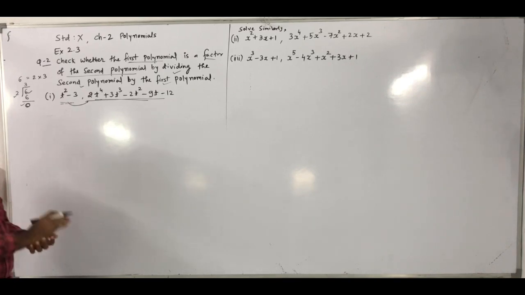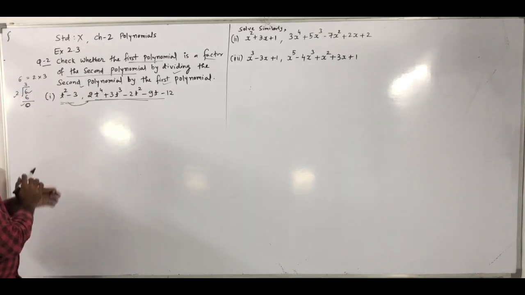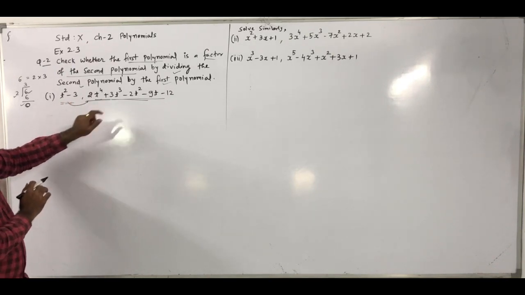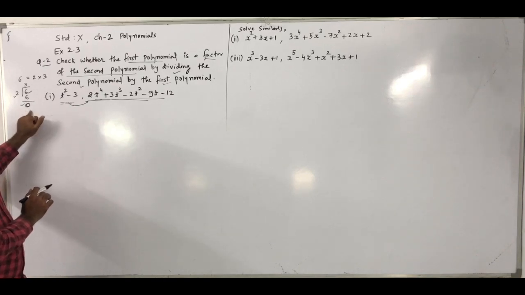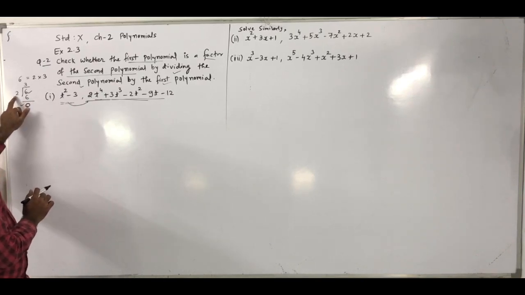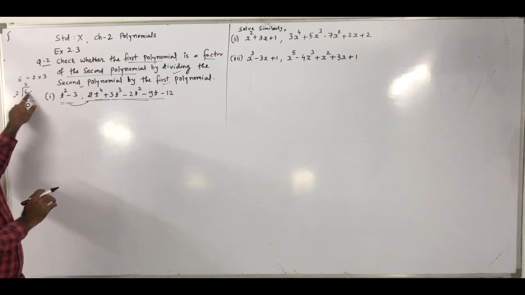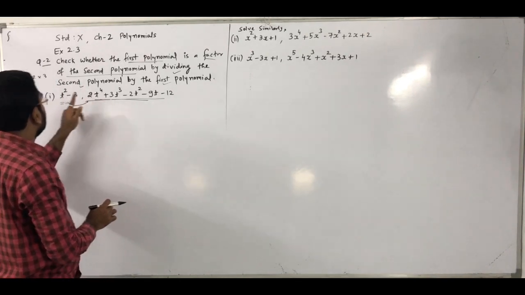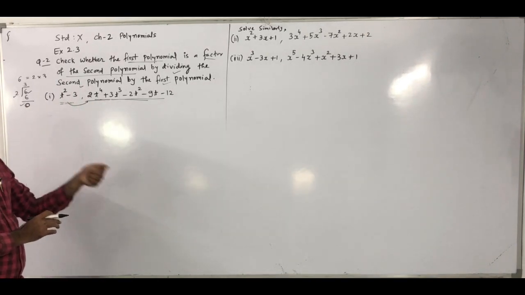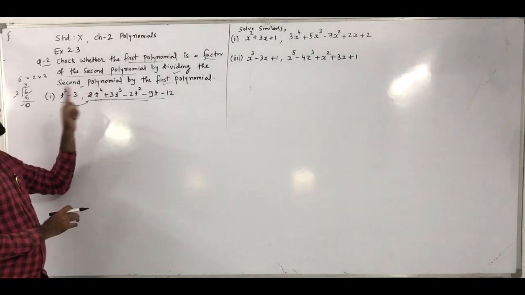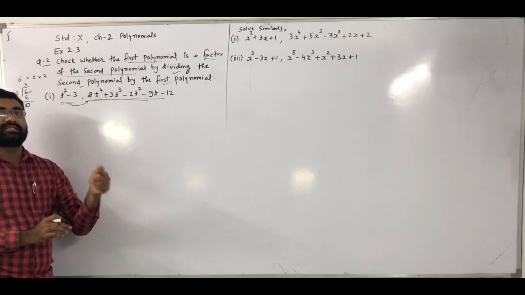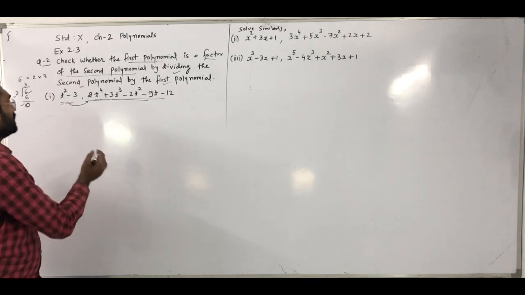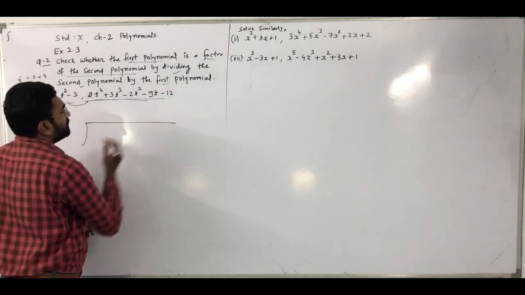In the same way for polynomials, to check whether a polynomial is a factor of another, we have to check whether its remainder is 0 or not. If the remainder is 0, then we can say it is a factor of the given polynomial, as we defined here. So we divide that polynomial by this one, and if the remainder is 0, then the first polynomial is a factor of the second one. If the remainder is not 0, then the first polynomial is not a factor of the second one. In our previous period we did the division of polynomials.